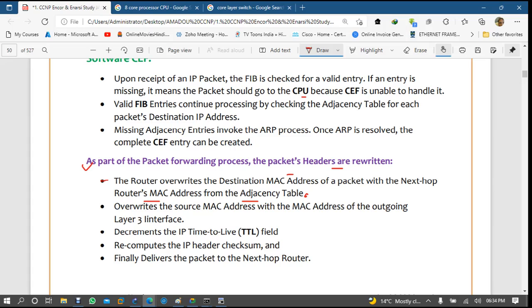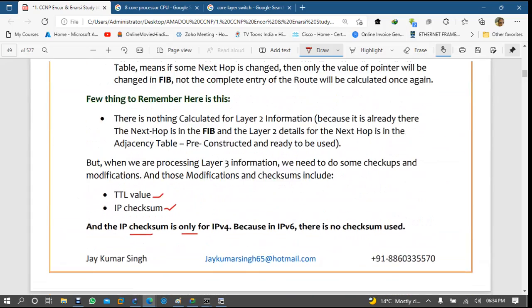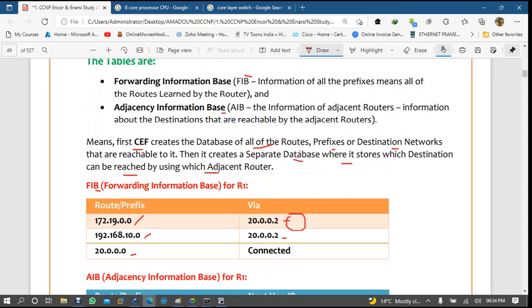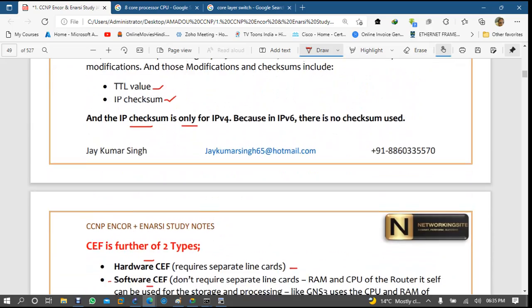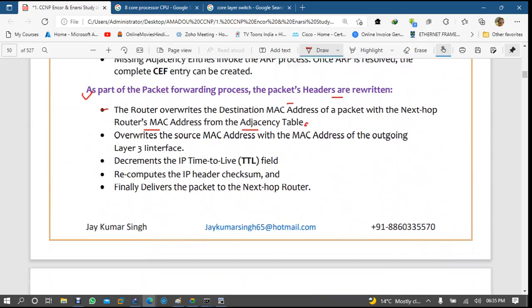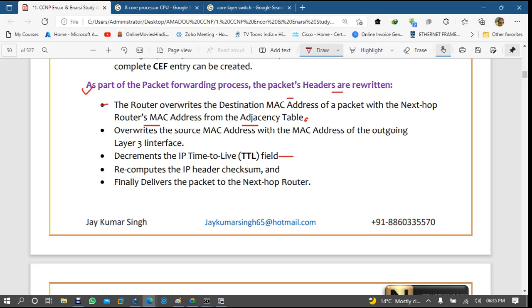and the adjacency table. You can see here there are two tables: the forwarding table and the adjacency table. Adjacency means my neighbor information, and forwarding means the network information, where I can reach or where I can forward the data packets. I told you it will always decrement the TTL field, the checksum will be checked every time, and finally it will deliver the packet to the next hop router.